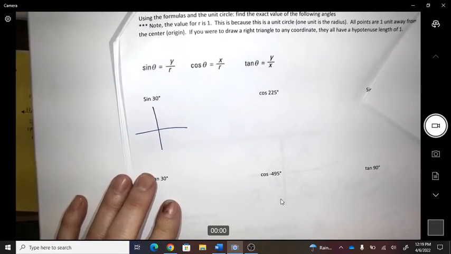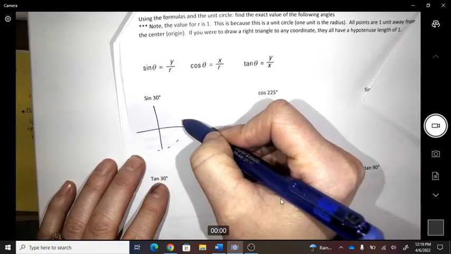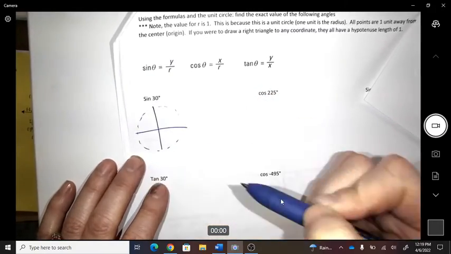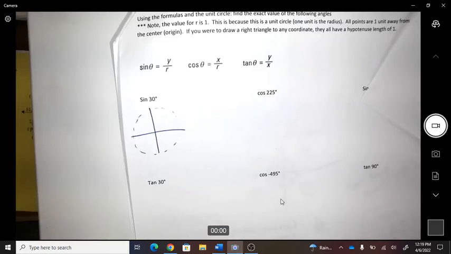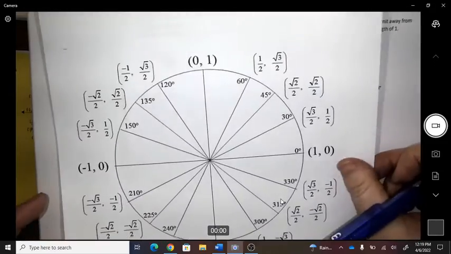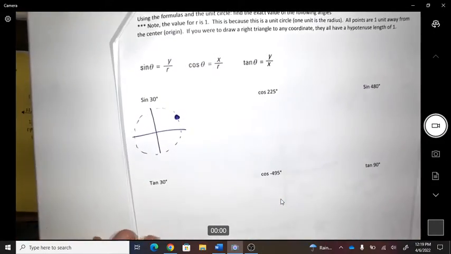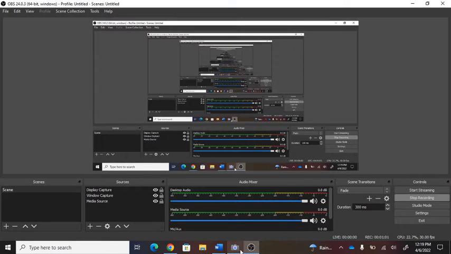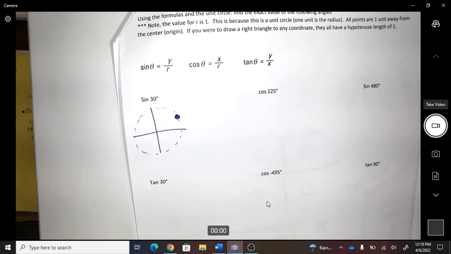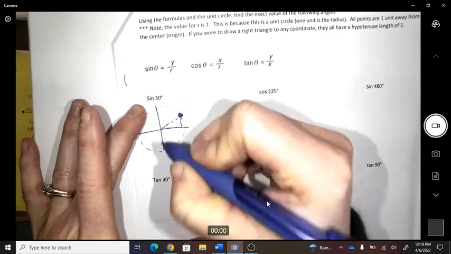Do you remember how if you have your circle, you don't need to draw your circle, but this is my circle. Where is 30 degrees? It's over here. So draw a dot. So that's where the coordinate is. Okay, now what did we do yesterday? We drew a triangle.